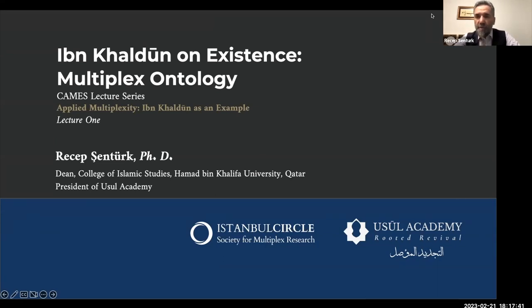One of the most important manifestations of multiplexity in one's approach is his approach to ontology, to existence. So how did Ibn Khaldun view existence? His view was multiplex. He accepted that there are multiple layers of existence. And in this lecture, I will demonstrate Ibn Khaldun's multi-layered, multiplex understanding of existence, or multiplex ontology.